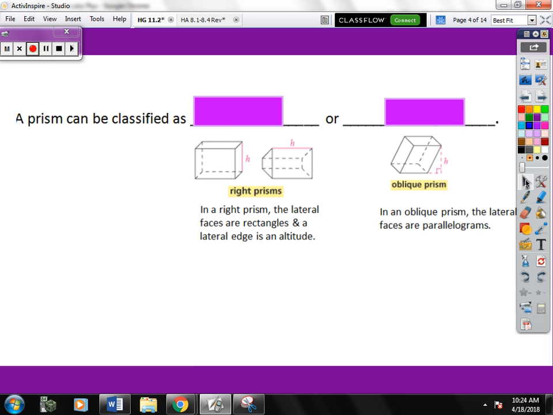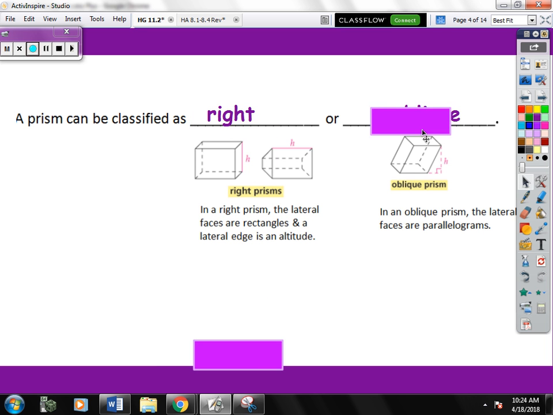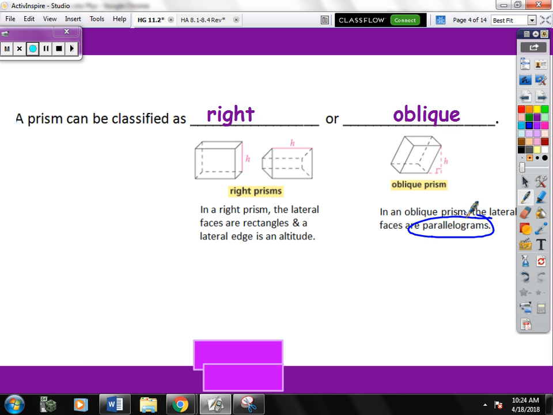Prisms can be classified as right or oblique. So in a right prism, which is what we normally will see most of the time, the lateral faces are rectangles, and the lateral edge will be perpendicular to the base. Now an oblique prism looks like it's tilted, like slanted. The big difference is that the lateral faces will no longer be rectangles, they will be parallelograms.